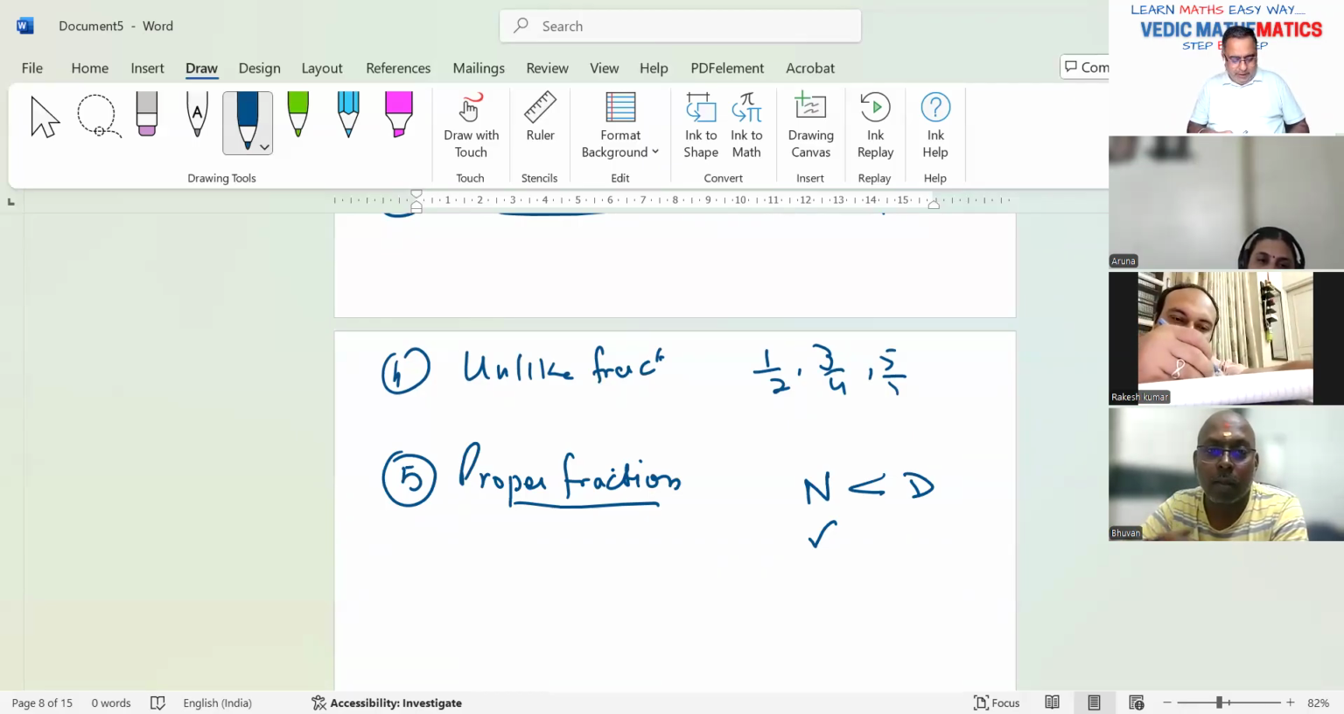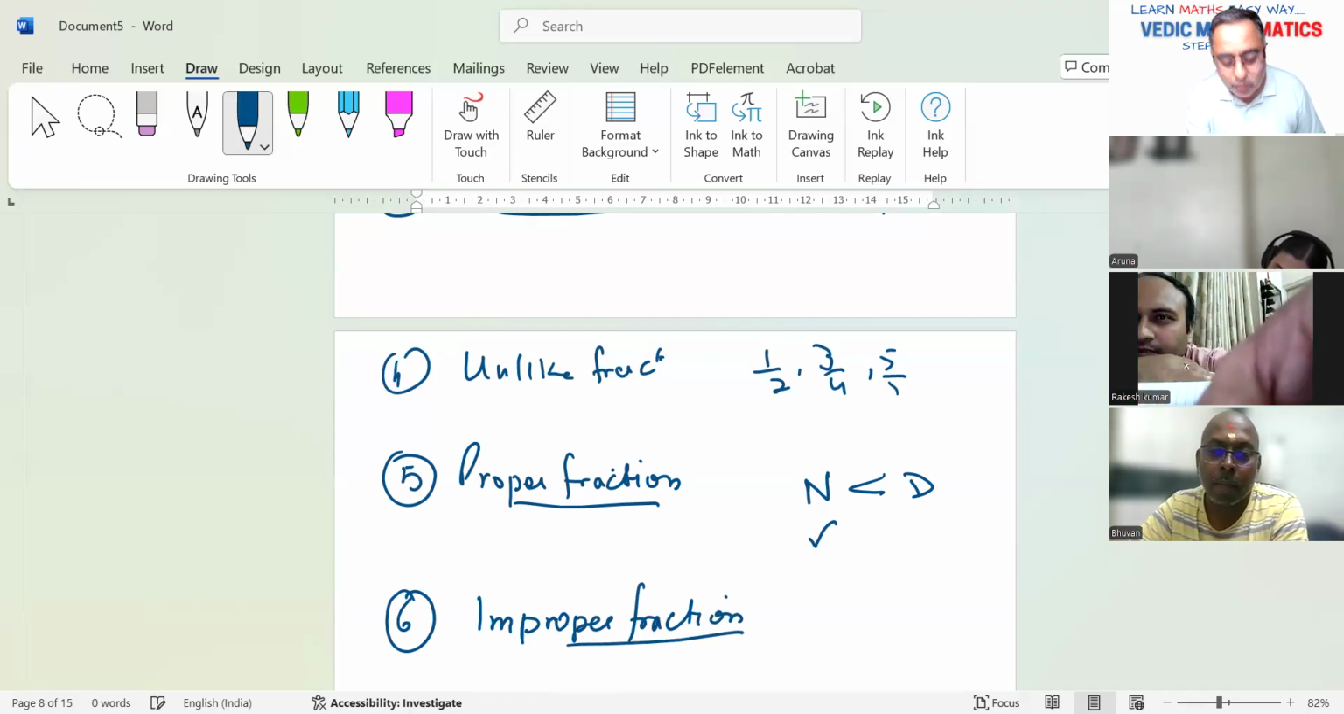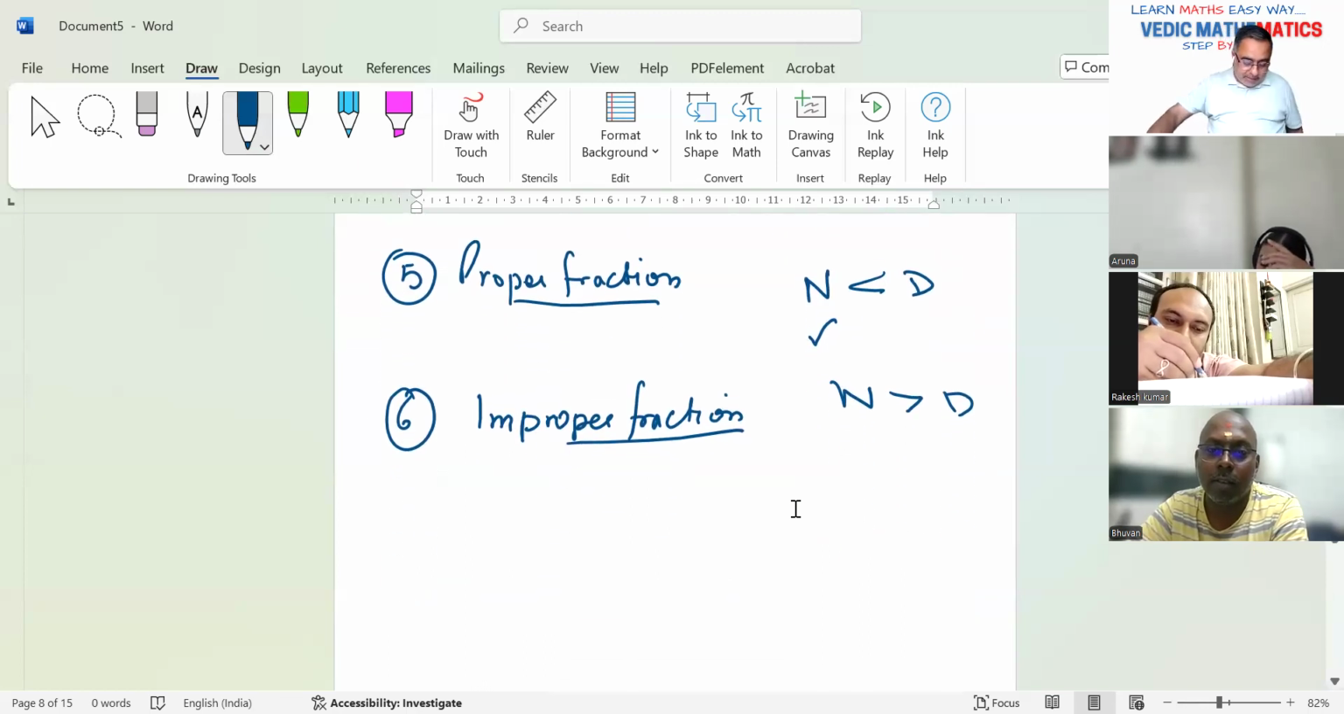Mixed fractions भी है ना सर. Improper fraction. Mixed fraction. Improper fraction. Yes. What do you mean by improper? Numerator is greater than denominator. So n is bigger than d. So that time we convert into proper fraction. जब हम improper को proper करवाते हैं, that is what we call it as mixed fraction.